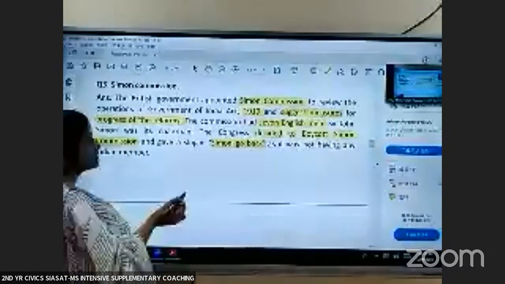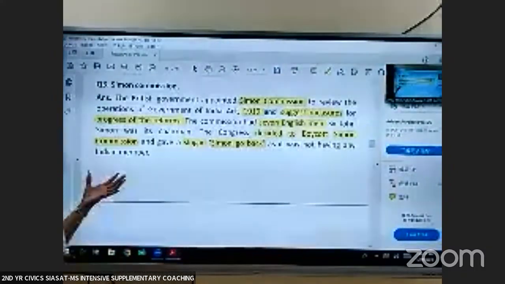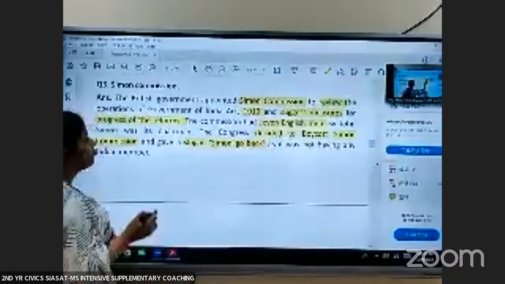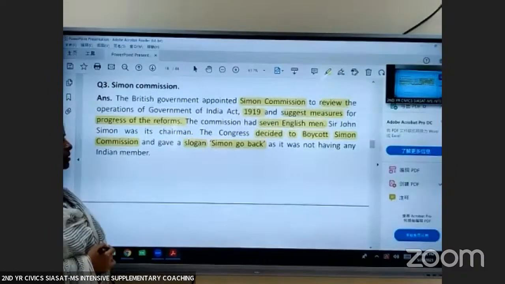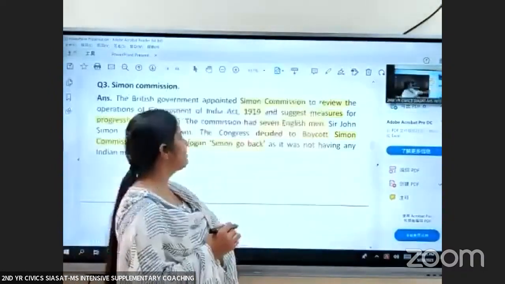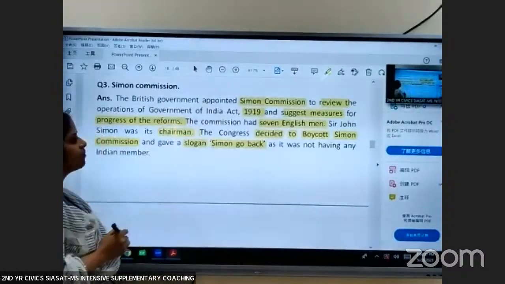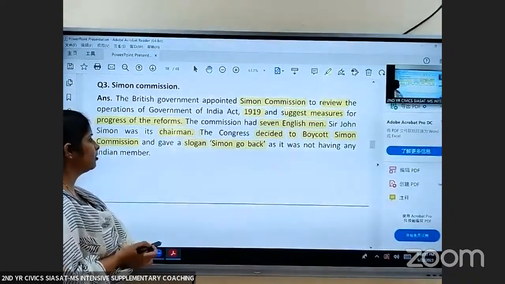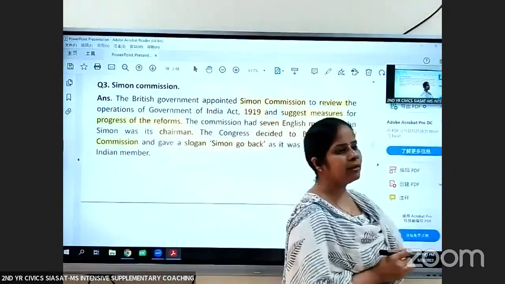They used to show black flags and give the slogan, Simon, go back. So what is the Simon Commission? The Simon Commission was appointed by the British government to review the progress and operation of the Government of India Act 1919 and suggest measures for the reforms. This commission had 7 Englishmen. Sir John Simon was the chairman of the commission. The Congress decided to boycott it because it did not have any Indian member, and it gave the slogan, Simon, go back.